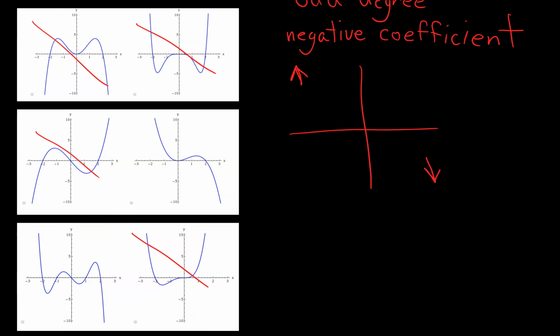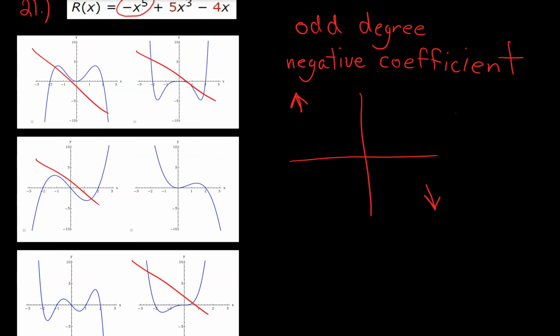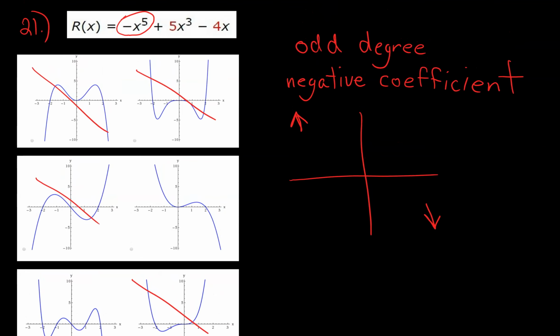So any of the graphs where our end behavior is not correct, we get rid of those. So that really leaves us with two choices. So the next thing to rely on would be our x-intercepts. So to find the x-intercepts, you would set the function equal to 0 and solve. This one's a little tricky to do that.